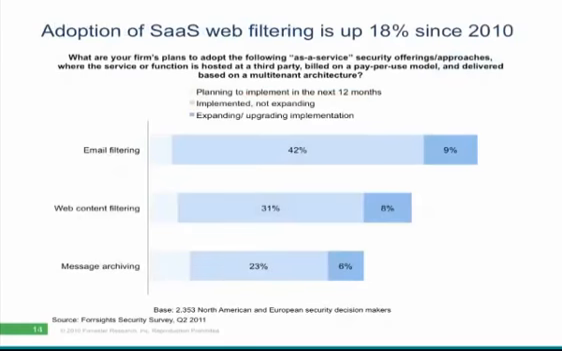And the cloud adoption is up significantly. It's up 18% for web filtering since 2010. Currently, we're seeing web filtering adoption around 39%. And we expect to see web filtering adoption trends to follow the email security adoption. Many organizations are already using email security services in the cloud and are comfortable with that, and we expect to see the same thing from a web perspective.